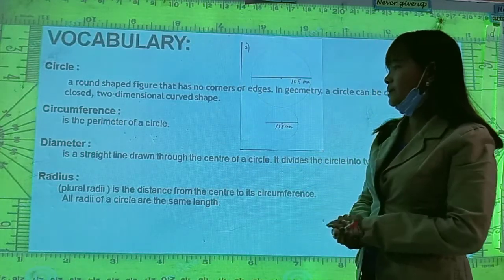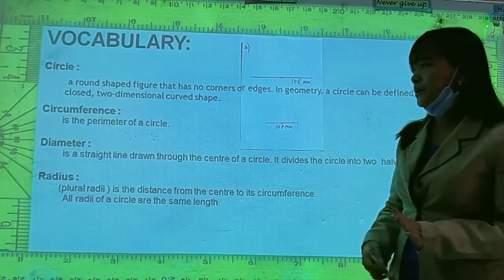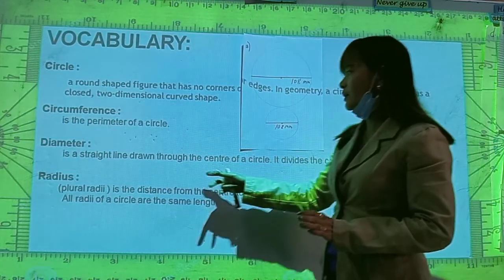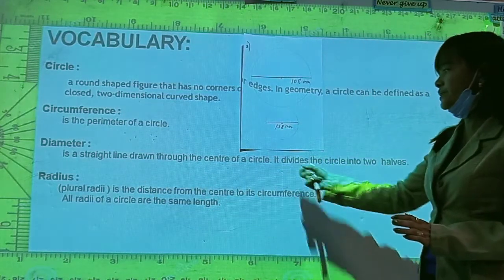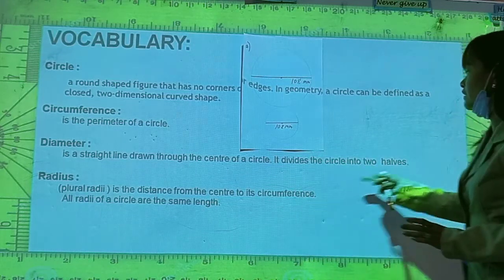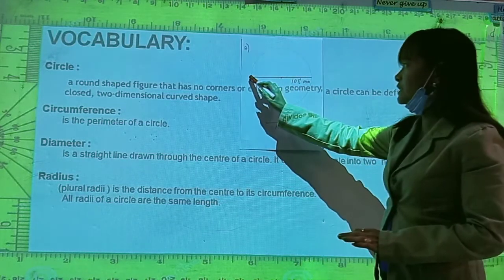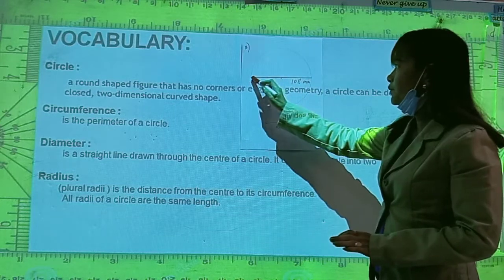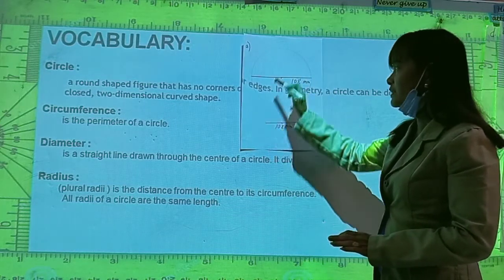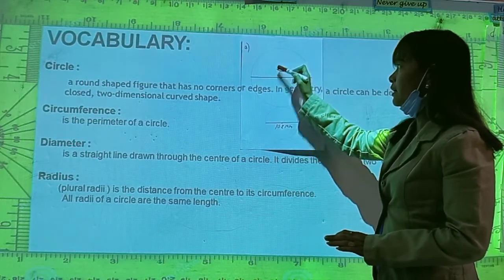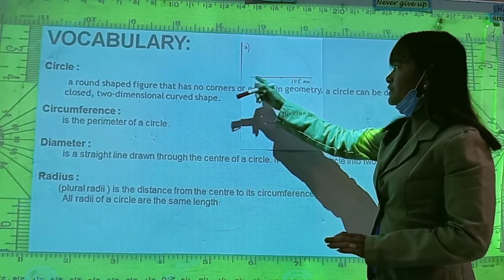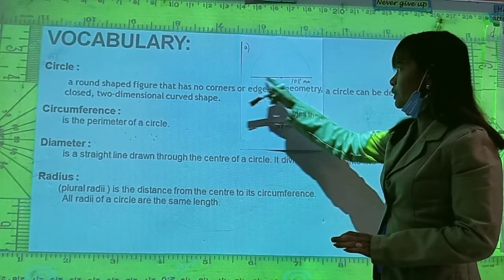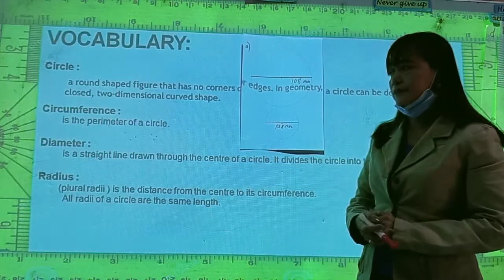How about diameter? Diameter is the straight line drawn through the center of the circle. It divides the circle into two halves. So this is the diameter of a circle. It means the line through the center of the circle is what we call the diameter.